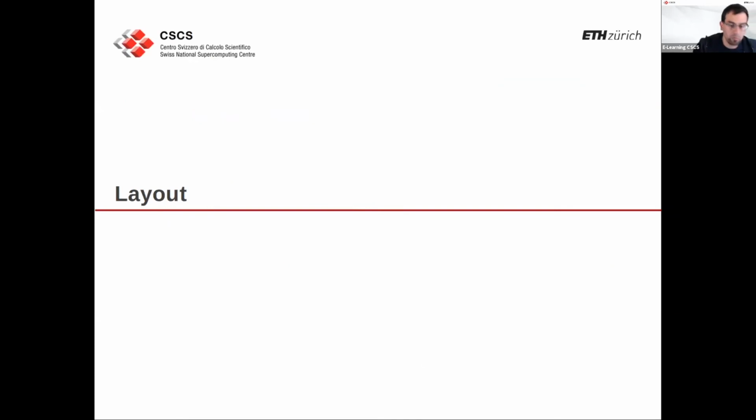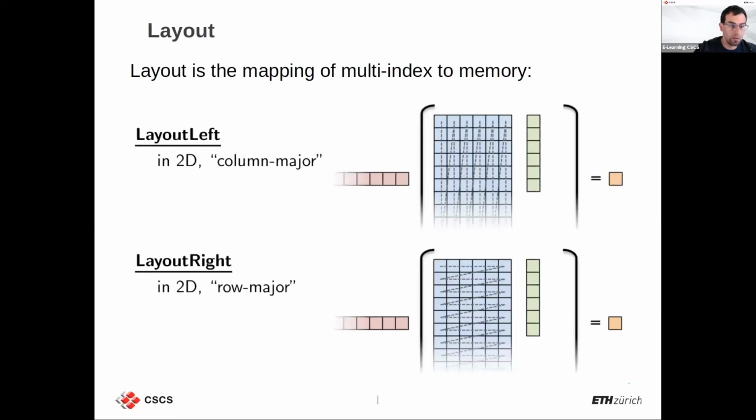The last concept I want to mention here is layouts, which is really crucial, a basic concept that you must know to use Kokkos. Layouts, as its generic name suggests, you probably know already. Layout is the mapping of the multi-index to memory. In memory, the memory is actually a 1D object, and in the case of 2D, as shown in the picture, we address it by rows or by columns.